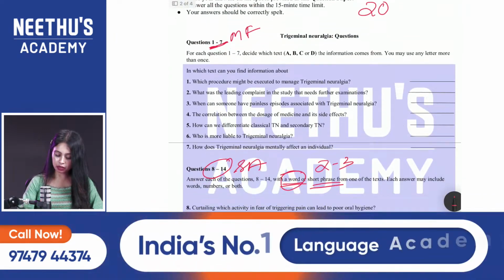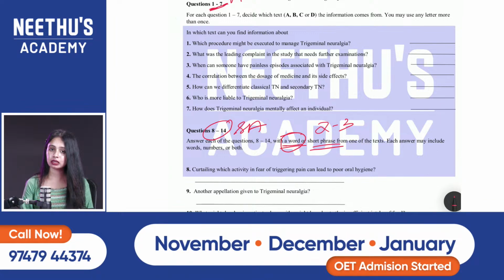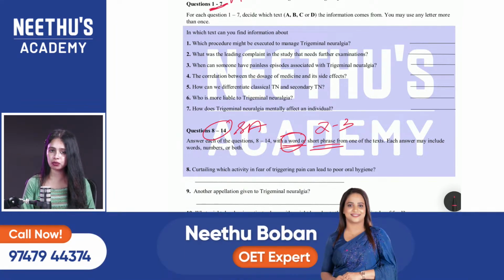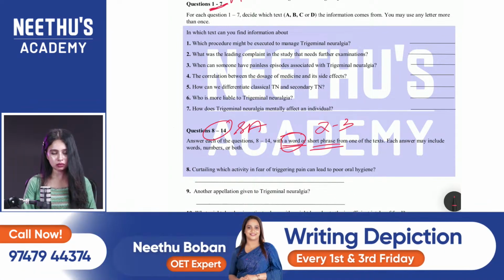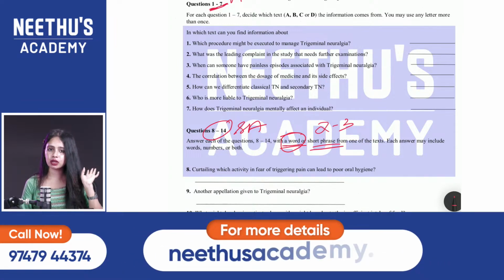So now we are moving to the first question. When you read a question from part A, don't forget to underline the keywords. Otherwise, it will be very confusing for you. So please do mark the keywords from the question, think about where it is mentioned, and then find out the answer.